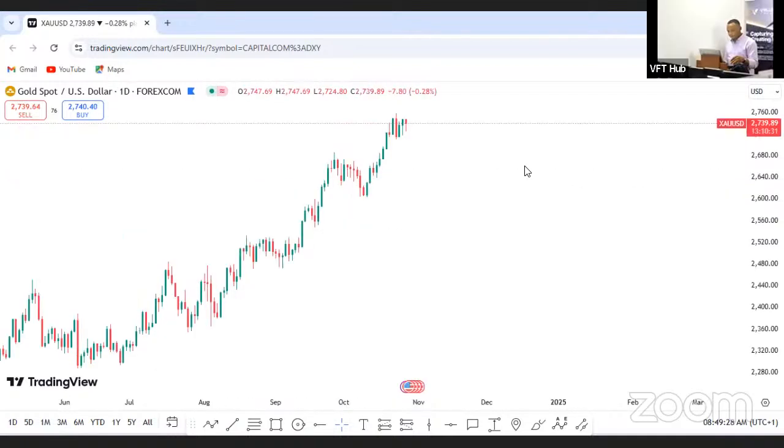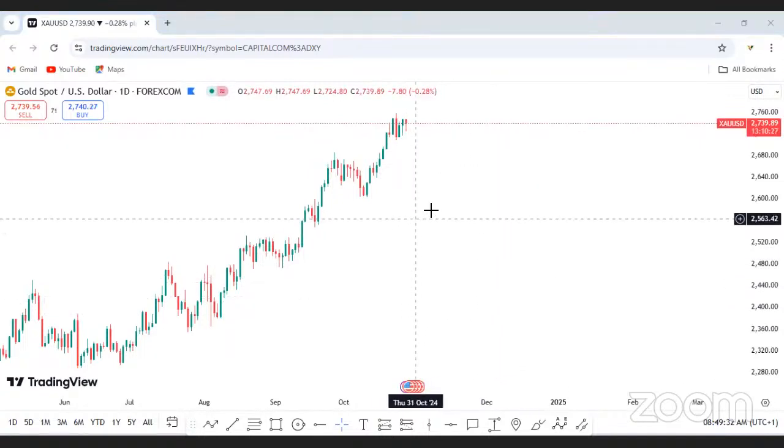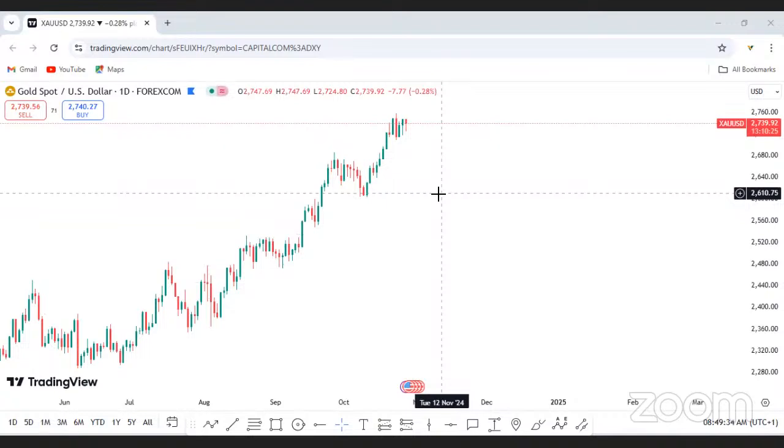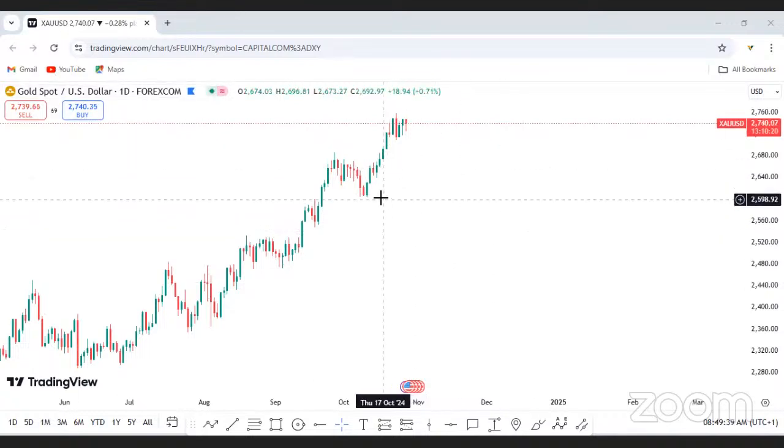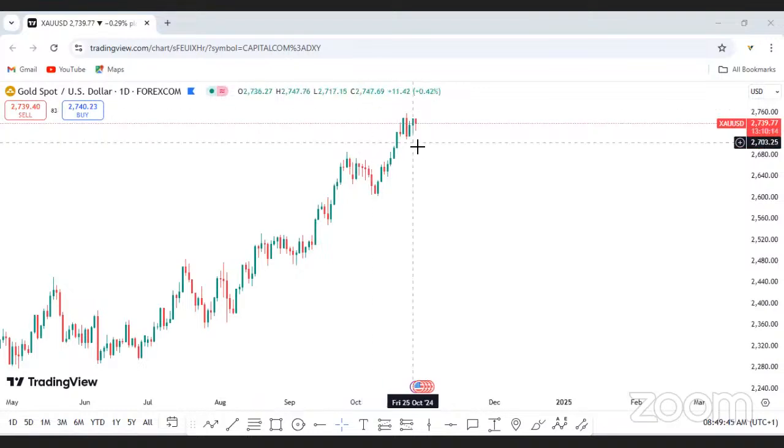All right, welcome back. We'll be proceeding with this analysis as we look at gold against the dollar. Very interesting things are happening on gold. We've seen it touch the 2,750 price point that I've been mentioning since a couple of weeks ago now.